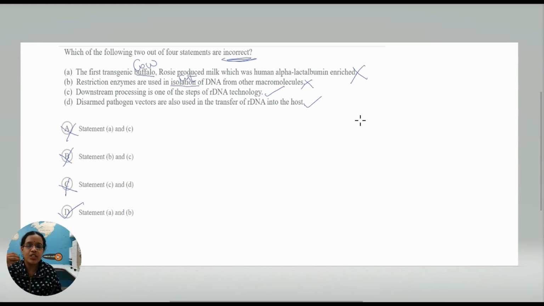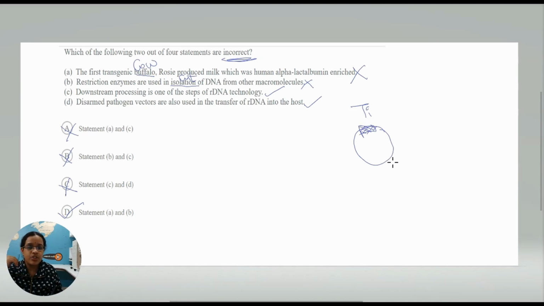For example, let me tell you about the Ti plasmid. This is obtained from Agrobacterium tumefaciens. It is a circular vector. It actually causes tumors in plants. Agrobacterium tumefaciens is a bacterium responsible for the occurrence of tumors in plants because its plasmid contains a locus which will induce tumors in the plant. Say this is the locus.